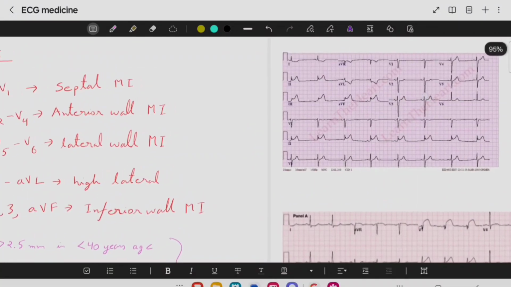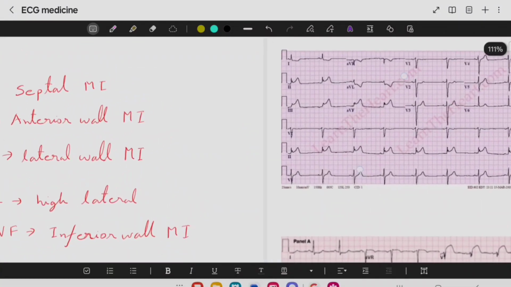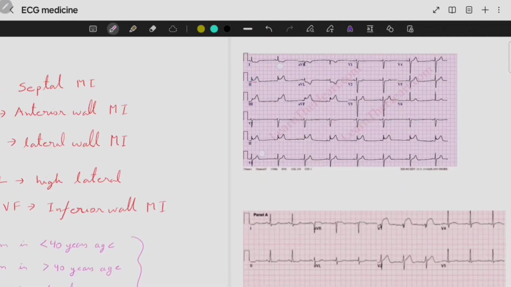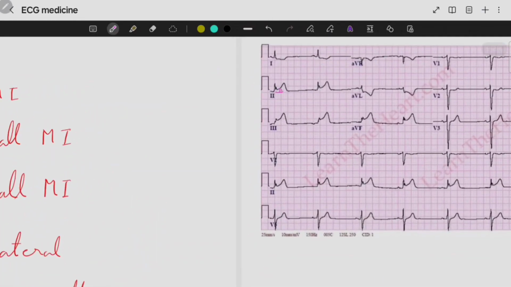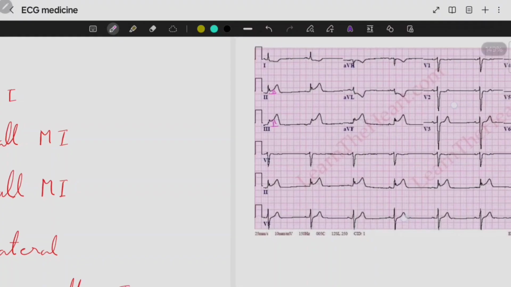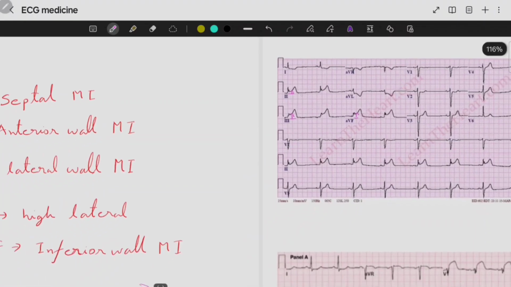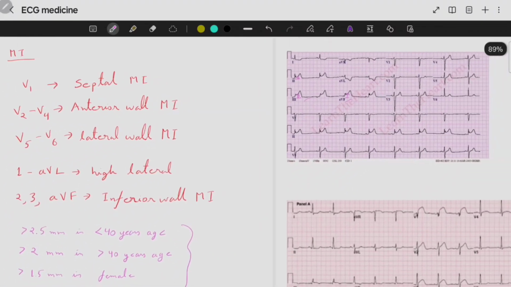Now see this ECG. In this ECG, 1 is normal, 2, here is elevation. Okay. 3, here is elevation. No other such elevation. Then AVF is also elevated. Means 2, 3 and AVF are elevated. Means it is an inferior wall MI. Okay, 2, 3 and AVF means it is inferior wall MI. Okay, you have to just remember these 5 points. Then you can tell all the MIs.